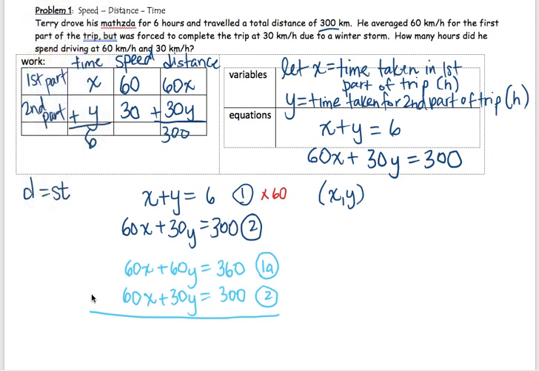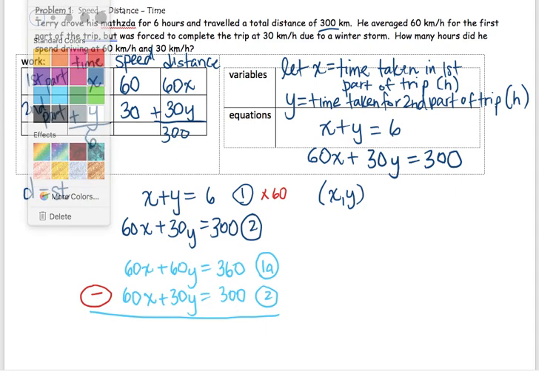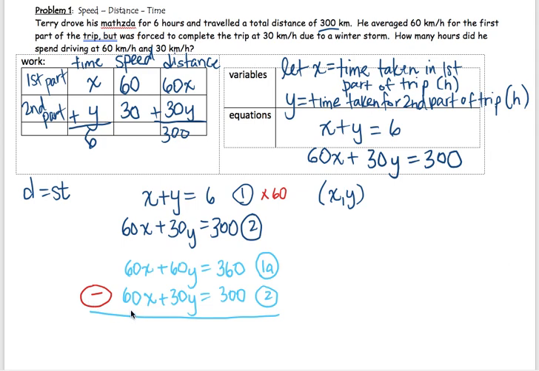And again, I always recommend that you put a circle around it like that so you don't think it's negative 60 for the bottom one here. So you know it's subtract everybody through here. If we do that, 60x subtract 60x becomes 0, so you don't write it. Go to the next one, 60y subtract 30y is 30y. Bring the equal sign down, and then 360 subtract 300 is 60.